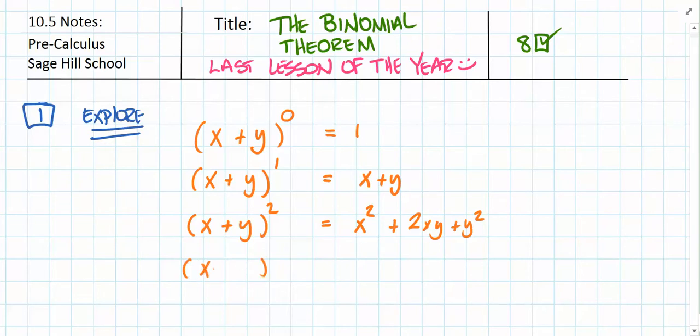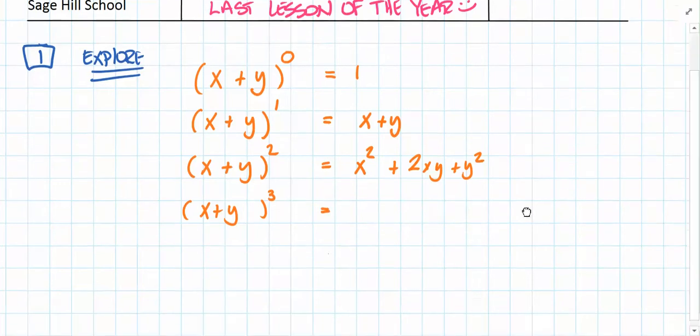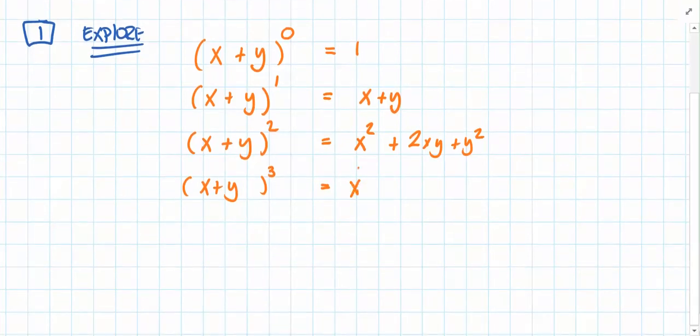If I do x plus y and I raise it all to the third power, go ahead and tell me what you would get. Simplify your expression as far as you can. All right, Parker, tell us what you got. X cubed plus 3x squared y plus 3xy squared plus y cubed.